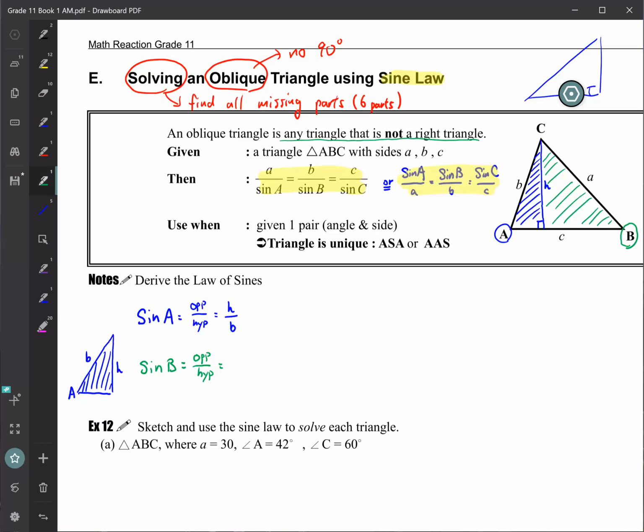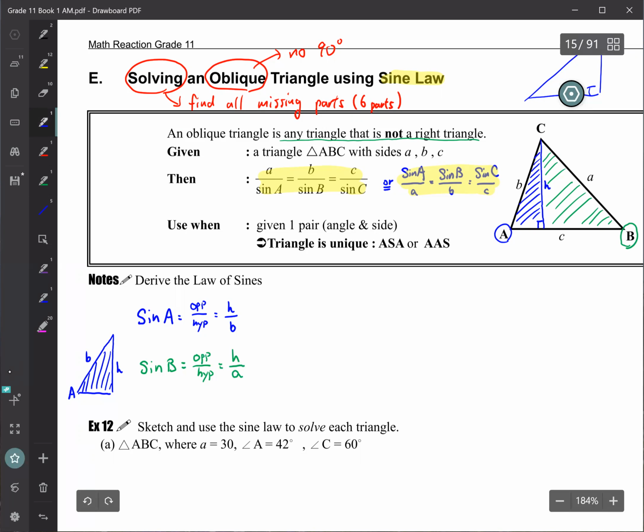Anybody? H over A. H over A this time. Very good, okay? H is still the opposite. Hypotenuse will now become side A. Okay, anyone has question about this? Okay, so it's looking from a different angle, then you get different ratios, right? Even though they both have the same opposite.